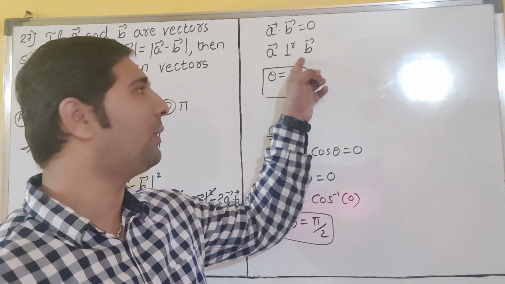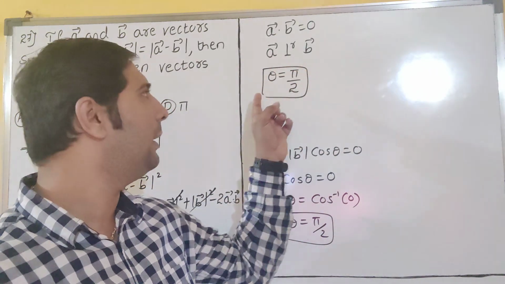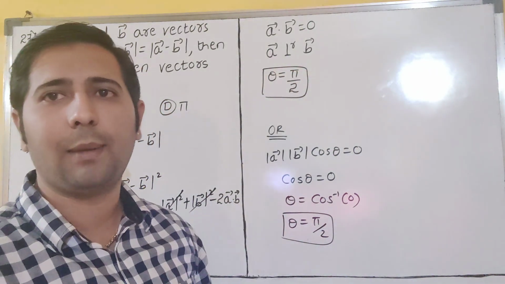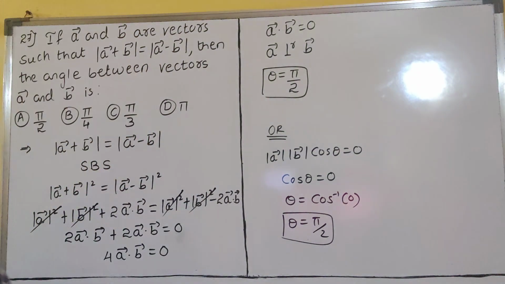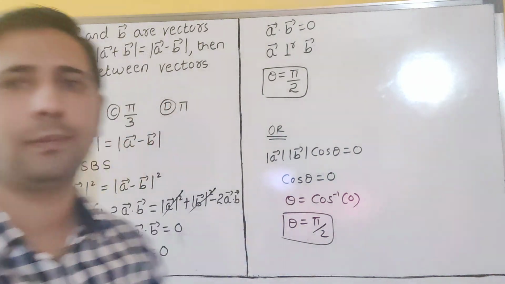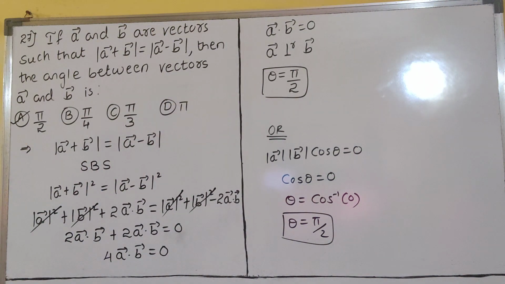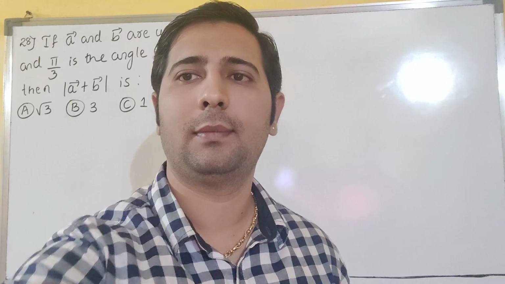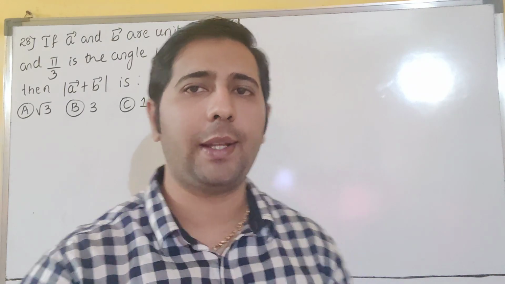So either you have to use it like this, otherwise you have to do it like this. Because it is direct, only A is perpendicular to vector B. Perpendicular means 90 degrees will come, dear students. So that matches with option A, dear students. I hope you understood. So please copy this. We'll see the next question.